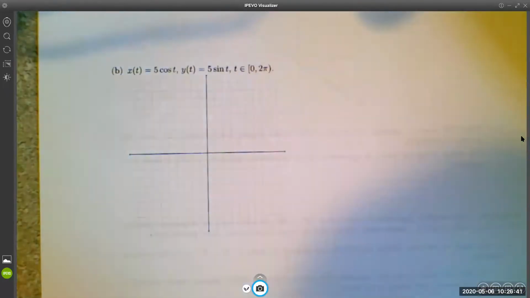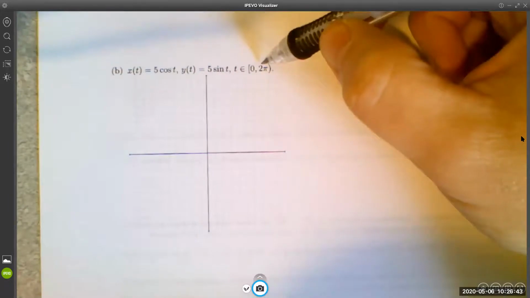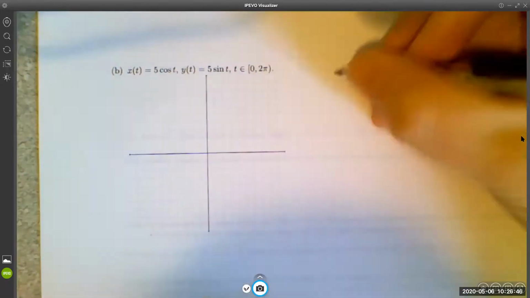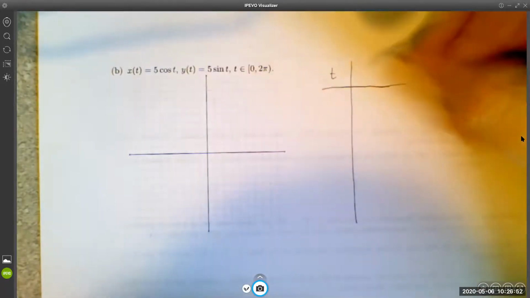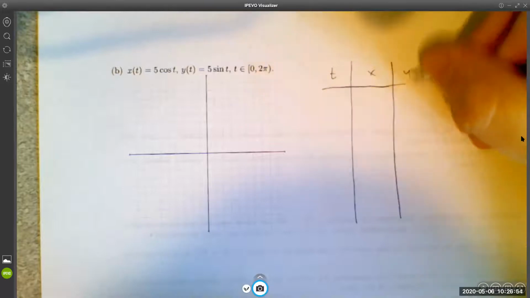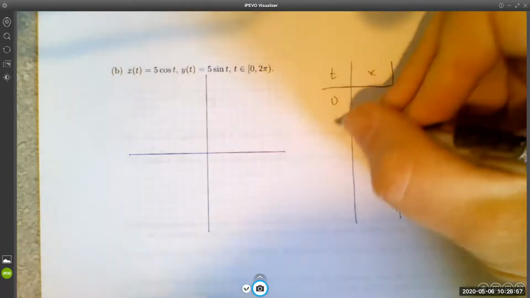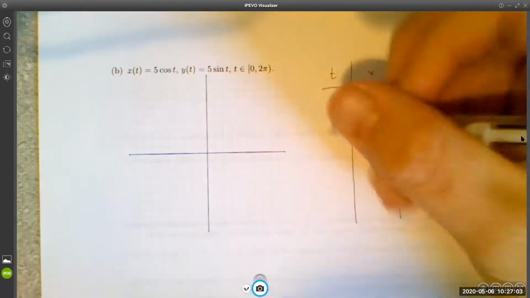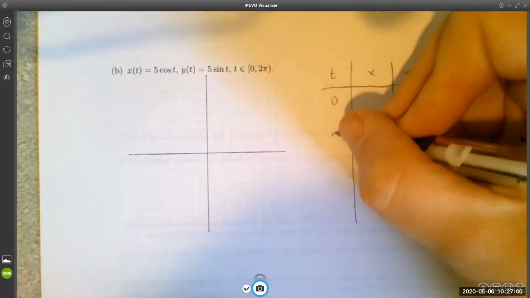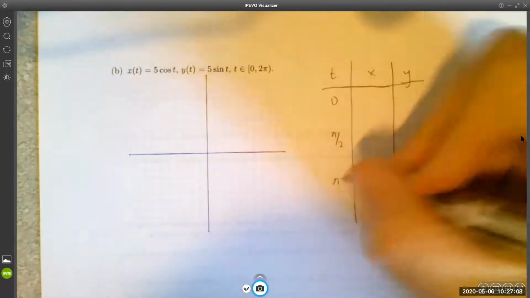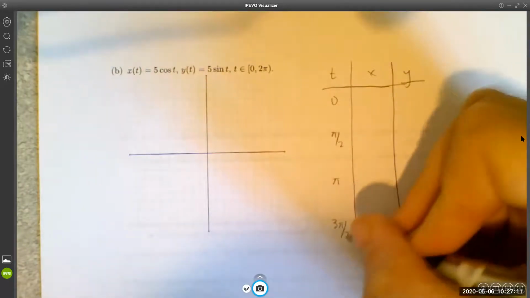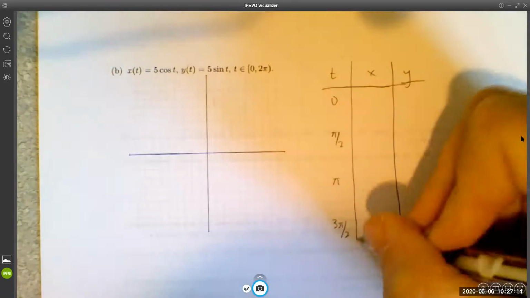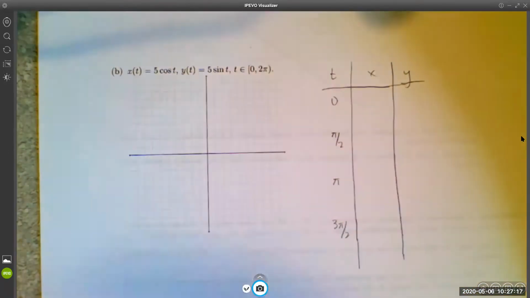Okay, here's my solution. We just want to graph this over one period of t. So I might plug in the usual suspects. Starting at 0, I'll plug in 0. Well, let's just do the quadrantal ones, and then we'll come in and fill in some more if we need to. I'm going to plug in 0, pi over 2, pi, 3 pi over 2. And like I said, if we need to come back and fill in some more blanks, we'll do that.